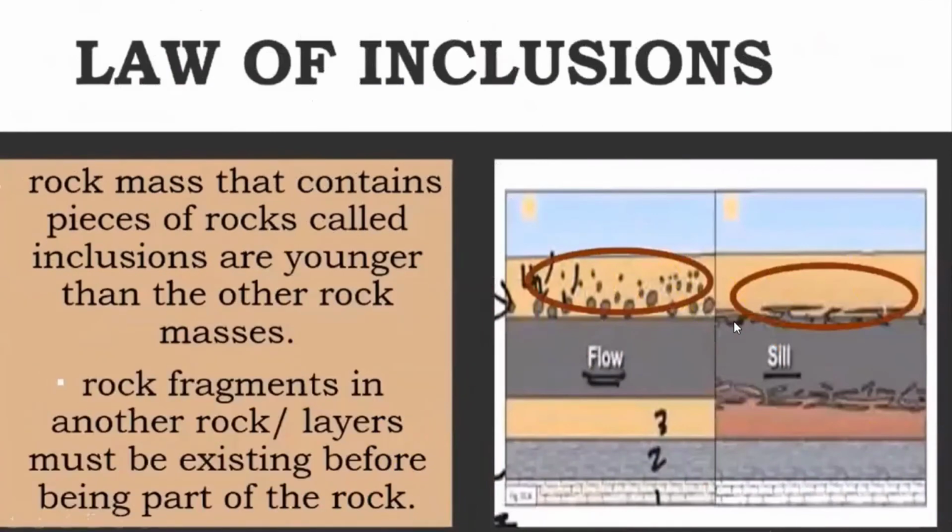The law of inclusions states here that a rock mass that contains pieces of rocks, called inclusions, is younger than the other rock masses. So in a rock formation, there are pieces formed in it, and they have proved that these are the older ones. The rock fragments in another rock layer must exist before being part of the rock.